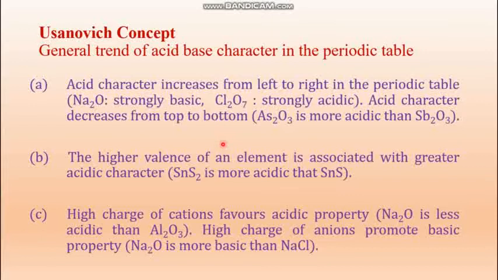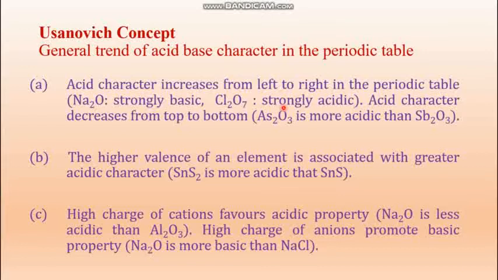So acidic character from left to right, that is along a period from left to right, increases in the periodic table. In the left hand side you will find sodium, its atomic number is 11, it's alkali metal, and in the right hand side the halogen, chlorine, and their corresponding oxides, sodium oxide and perchloric oxide. Sodium oxide is strongly basic while perchloric oxide is strongly acidic. So acidity increases from left to right.